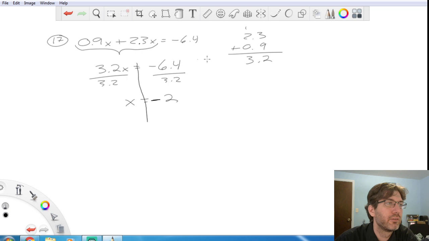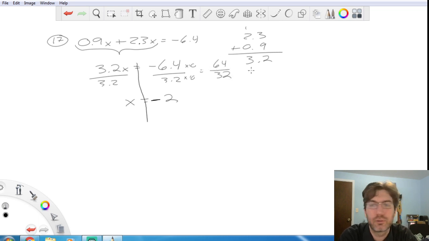Again, if the decimal confuses you, you can multiply each by 10, make it an equivalent fraction, and do 64 over 32, which is probably easier for you to do in your head.